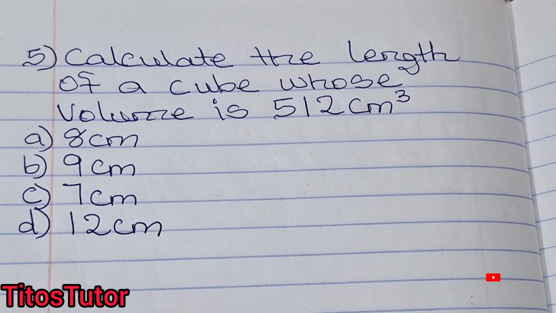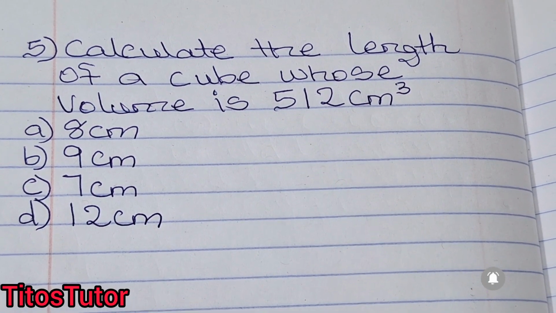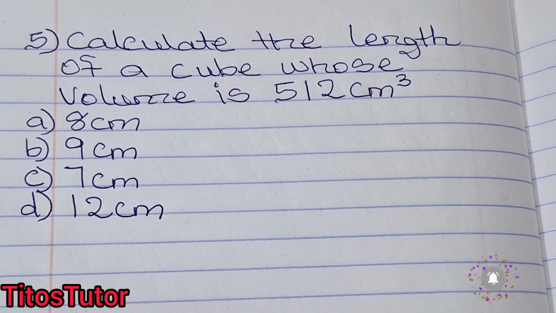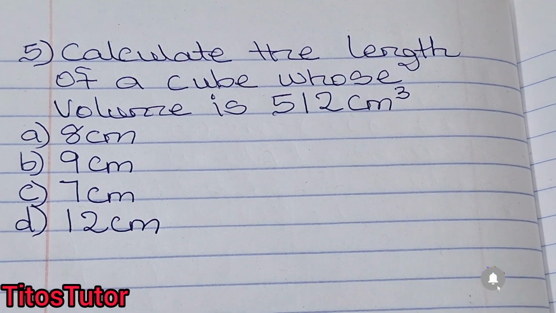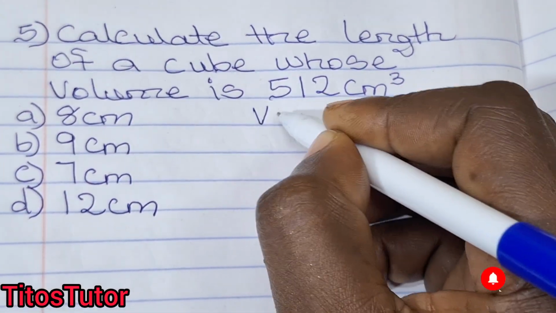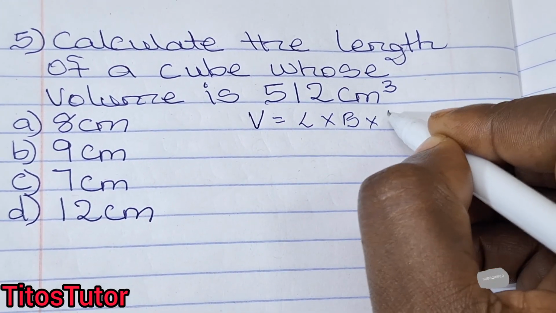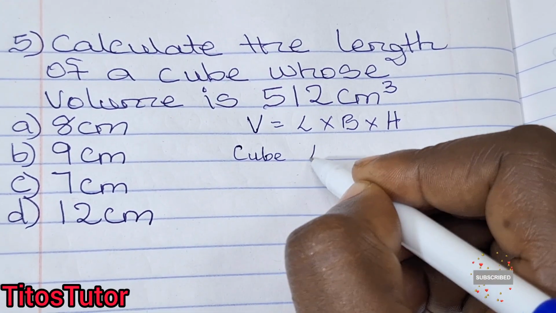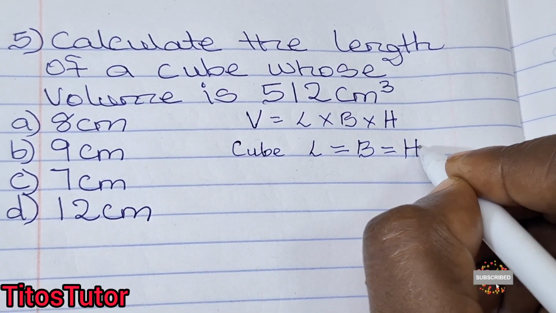Here's our last question for this video. Calculate the length of a cube whose volume is 512 centimeter cube. And here are the options. Okay, so first things first, what is the formula for calculating the volume of a cube? Volume of a cube is length times breadth times height. But remember, in a cube, your length is equal to your breadth and is also equal to your height.